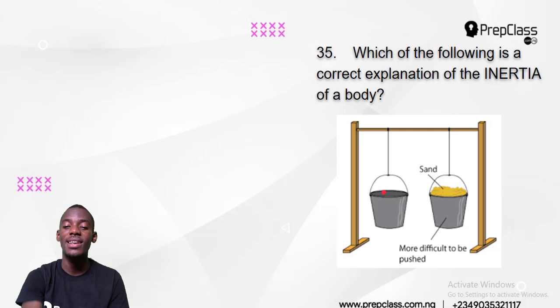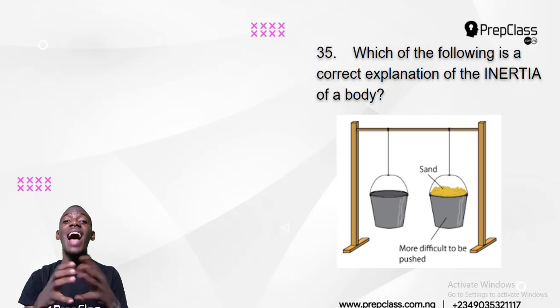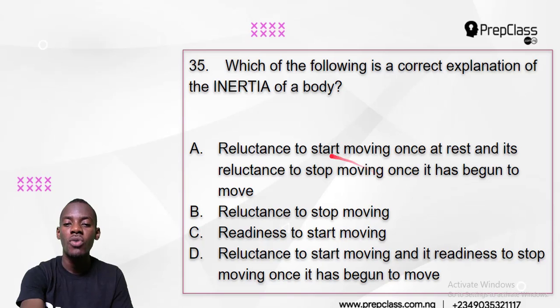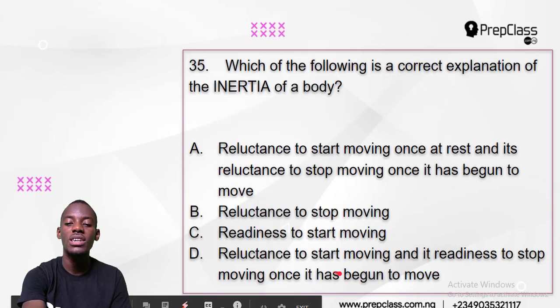It has lower inertia. So inertia is when a body can't be made to move easily, because it is full. That means it has higher mass. The mass of the body is high. That means the body has higher inertia. So let's see the options now. A, reluctance to start moving at once, and reluctance to stop moving once it has begun to move. B, reluctance to stop moving. C, readiness to start moving. D, reluctance to start moving and readiness to stop moving once it has begun to move.